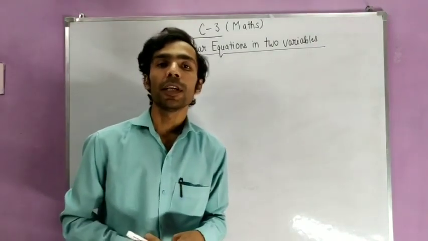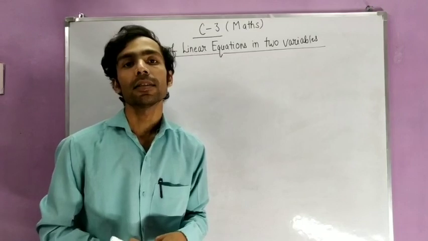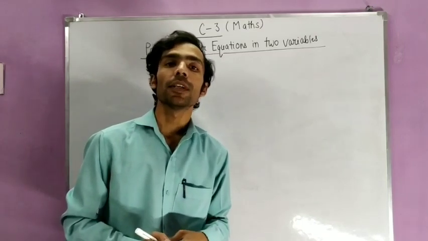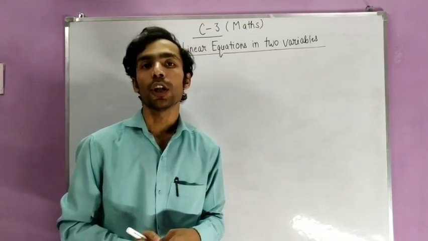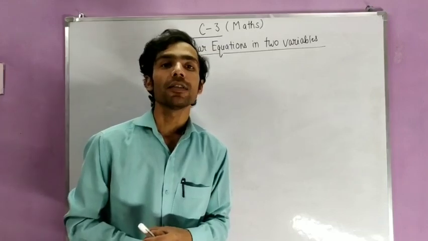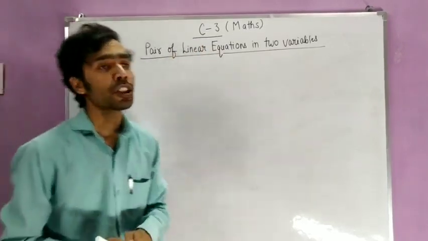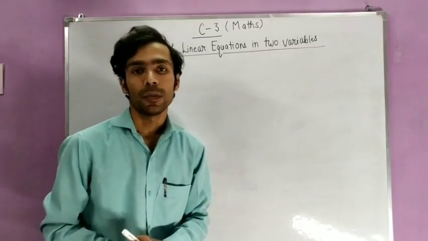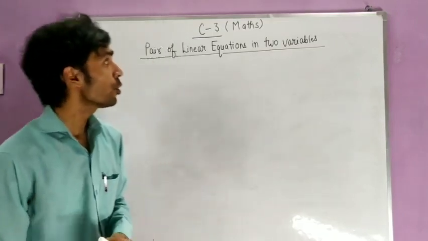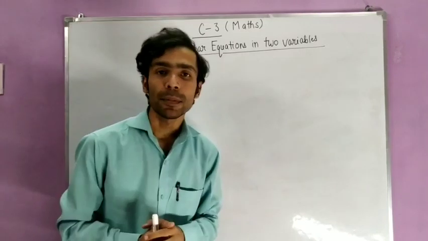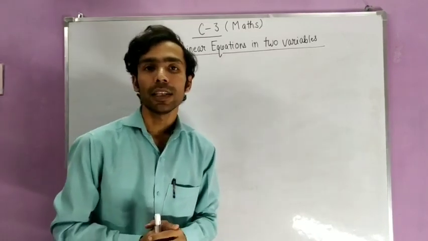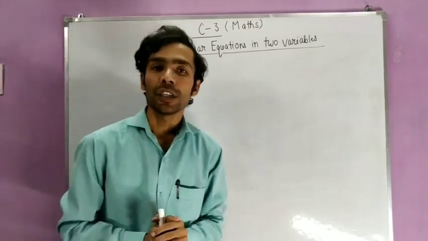So after completing two chapters, that is chapter number 1, real numbers, and chapter number 2, polynomials, we will start chapter number 3, that is pair of linear equations in two variables. Okay, now students, before starting this chapter I want to tell you one thing, that what is an equation.